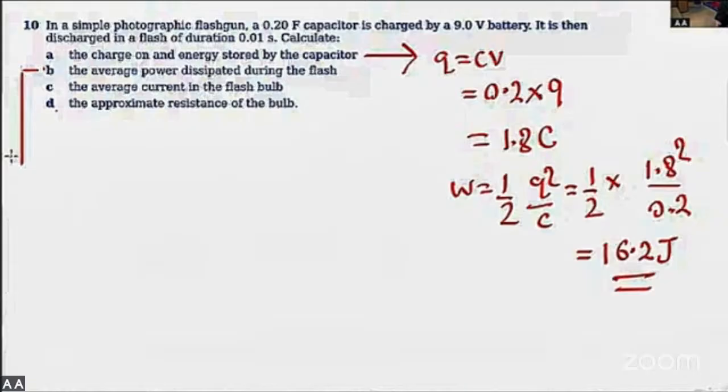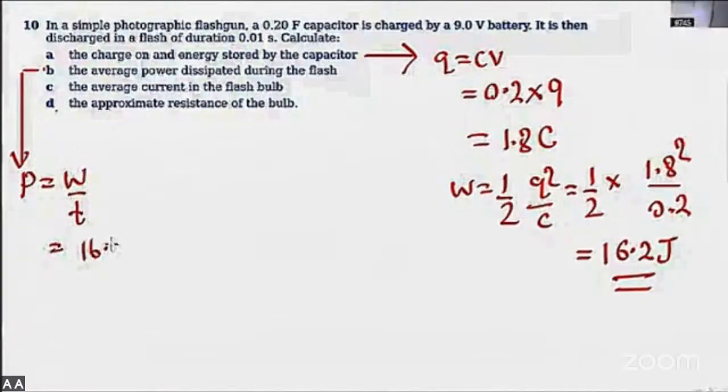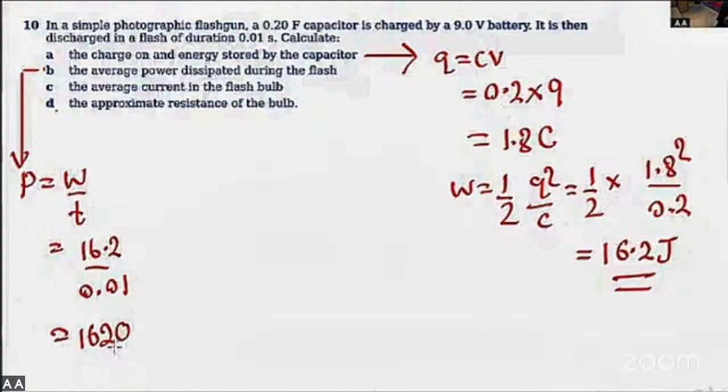In part B, they ask for the average power dissipated during the flash. We already found the energy stored in the capacitor, and the time they have given us. We only have to divide. Power equals W over time taken, 16.2 over 0.01. That is equal to 1620 watt. That is the average power.